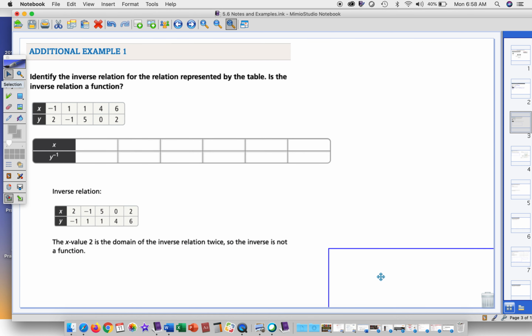Okay, let's see. So hopefully your chart looks like this. The x value of 2, we have 2 of them. One goes to -1, one goes to 6. So the inverse is not a function.